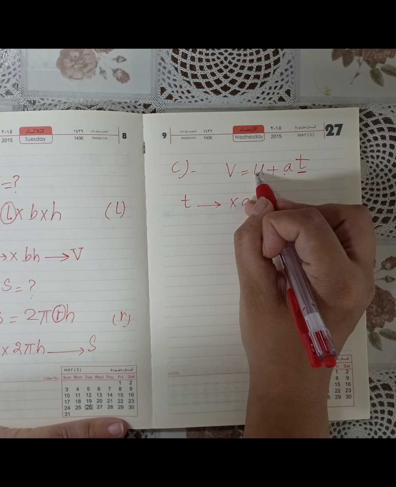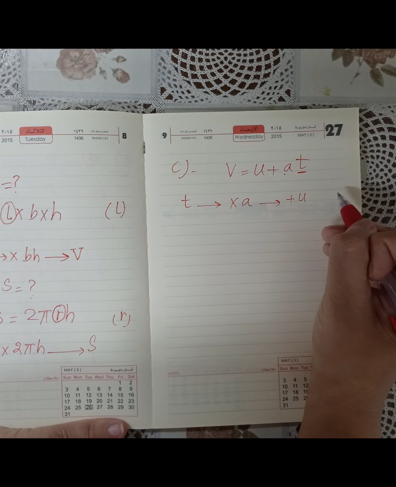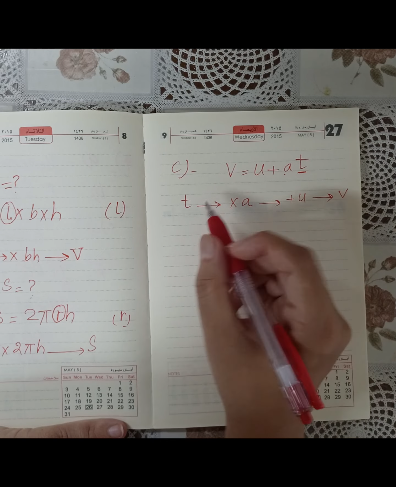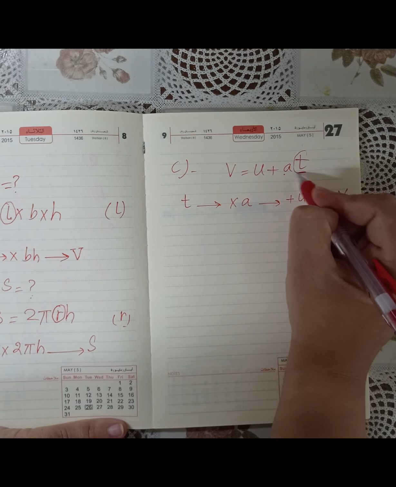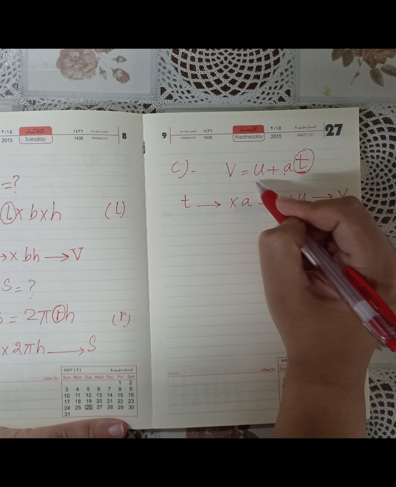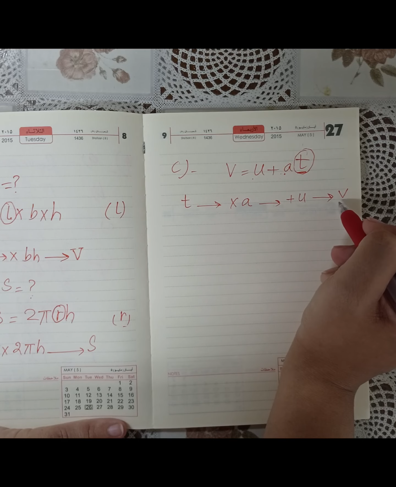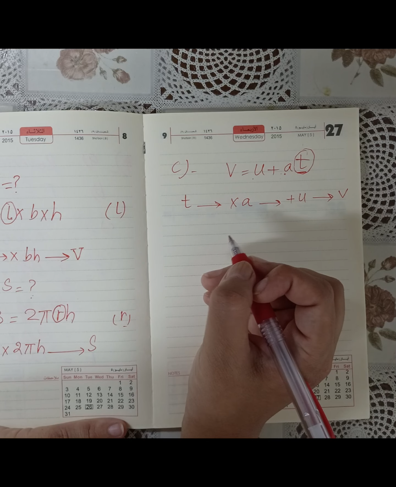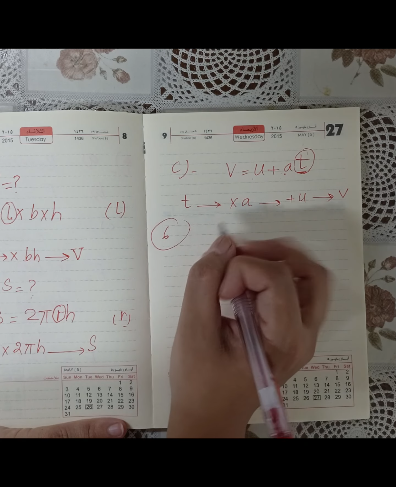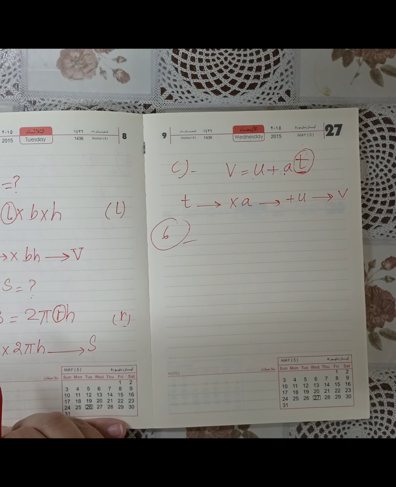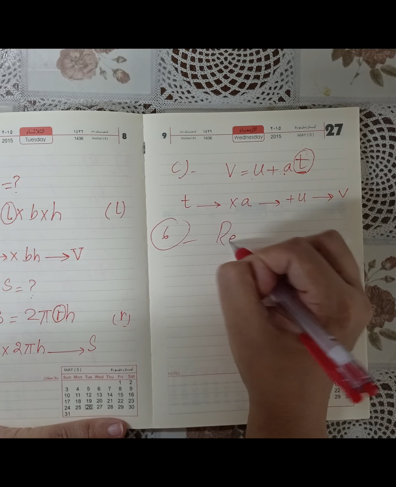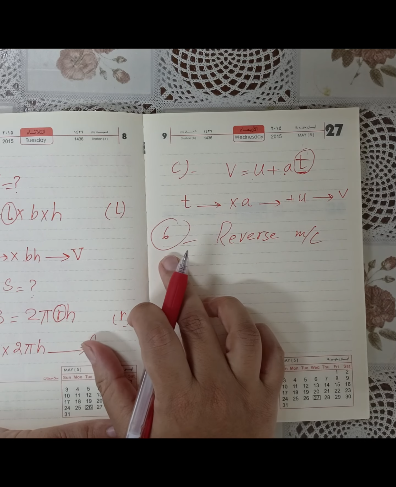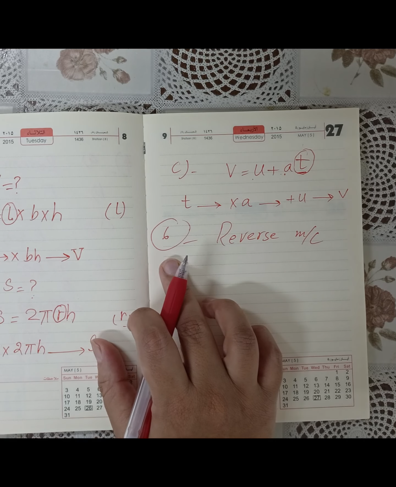Then we have to add U in it. Then we will get V. Okay, so if we are starting with T, we have to multiply with A, then add U to get V. This was question number 5. And question number 6 is the same as question number 5, but we have to draw all the reverse machines. Okay, in question number 6 we have to draw all the reverse machines.